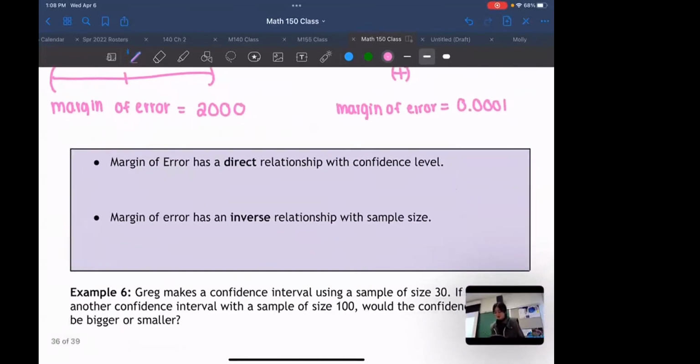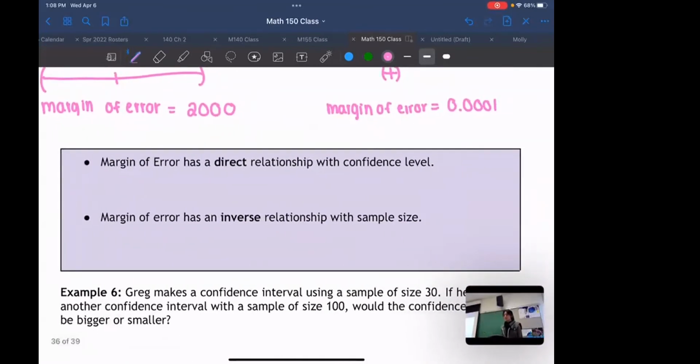All right, let's go down here. Now, let's talk about how the size of the interval or the margin of error is affected by two things, okay? One, the confidence level. Remember, confidence level is like 95%, 80%, 20%. We're also going to talk about how it relates to the sample size. How big or small is our sample? Let's start with confidence level, okay? The margin of error has a direct relationship with confidence level. Let me explain what that means, okay?